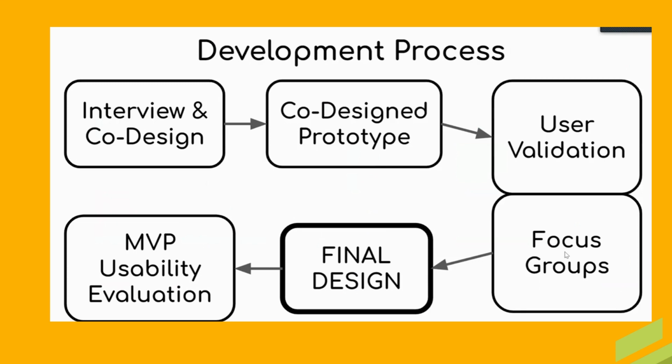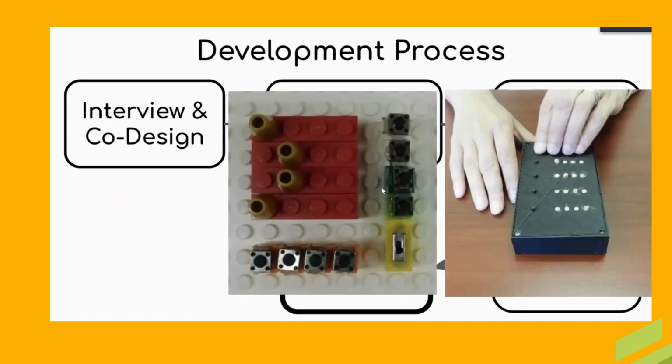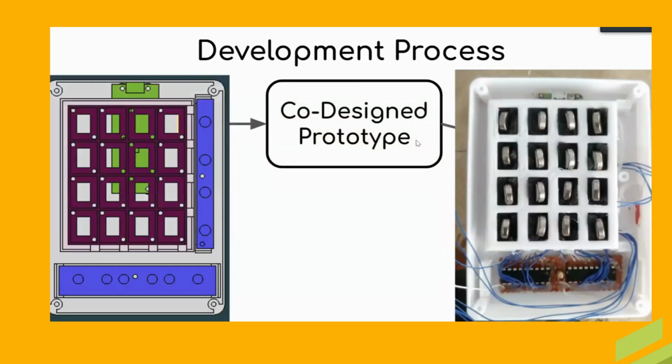And the development process started with interviews and co-design, where we had just malleable prototypes, which were Legos and buttons and electronic components and a 3D printed model. And we had the interviews with visually impaired people. And then we co-designed the prototype, which I built and 3D printed and connected and everything.